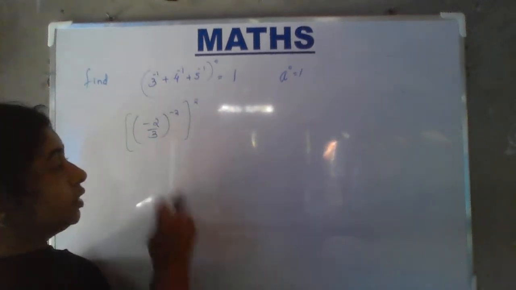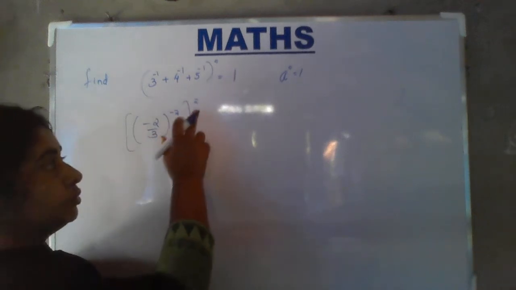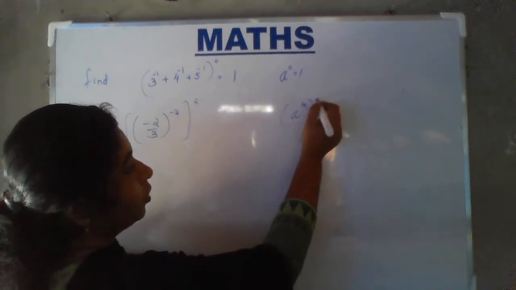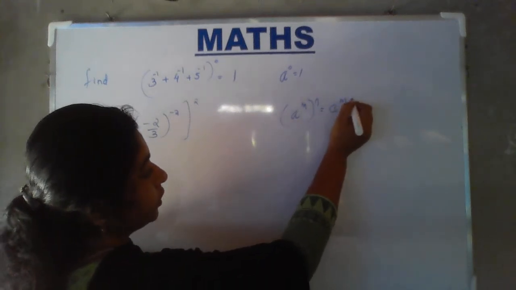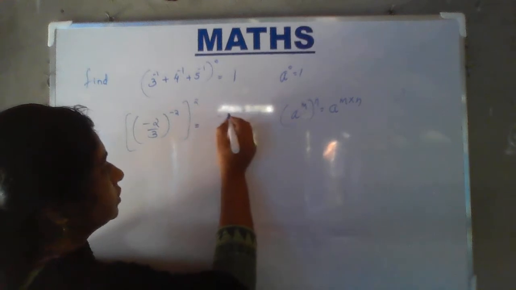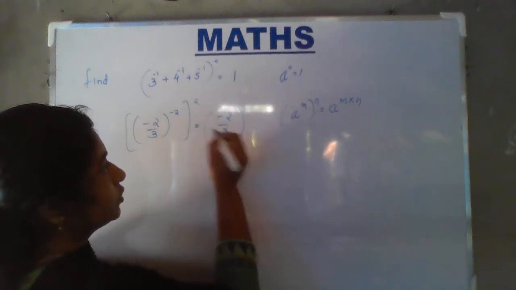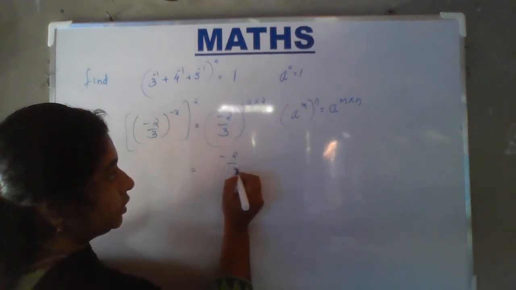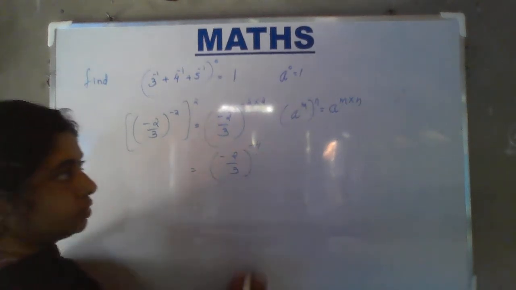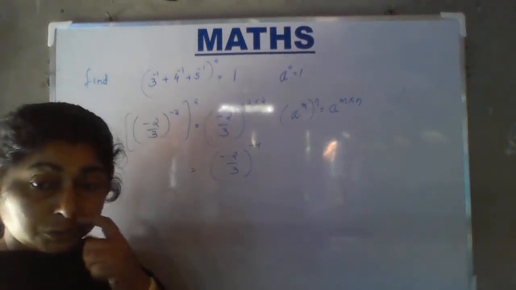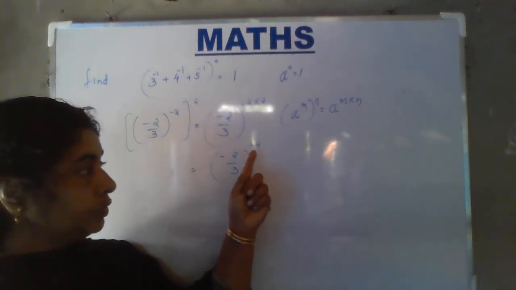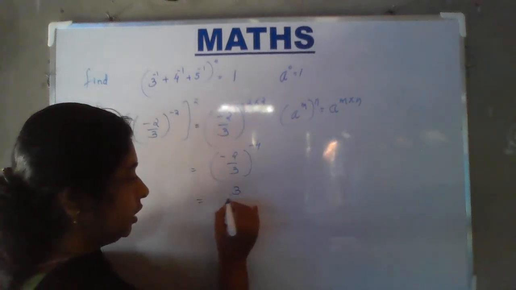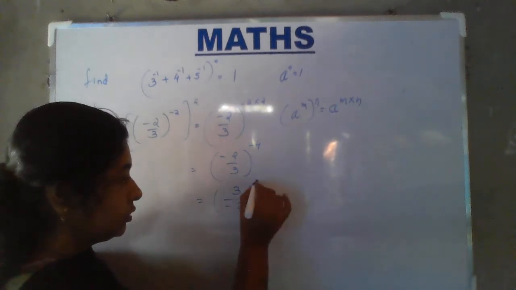Next is (minus 2 by 3) whole raised to minus 2, the whole raised to 2. We know the law (a raised to m) whole raised to n is equal to a raised to m into n. So we can write this as (minus 2 by 3) whole raised to minus 2 into 2. That is (minus 2 by 3) whole raised to minus 4. To change its exponent to positive, we take its reciprocal. So we can write this as (3 by minus 2) whole raised to 4.